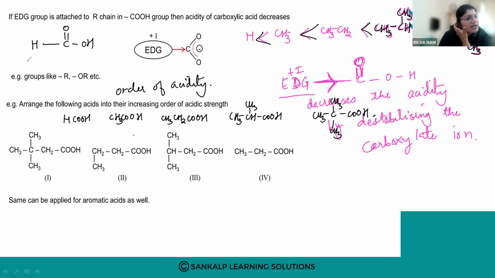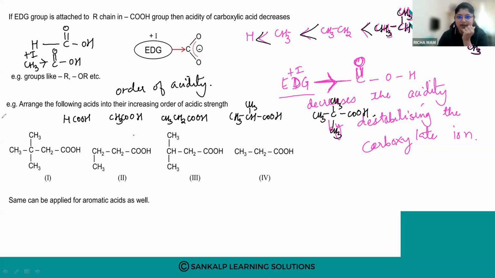And another condition I'll take where I have CH3COOH. Now, when you have a methyl group, the methyl group is an electron donating group. So this is a strong electron donating group. Because of the plus I effect, what will it do? It will decrease the acidic strength.